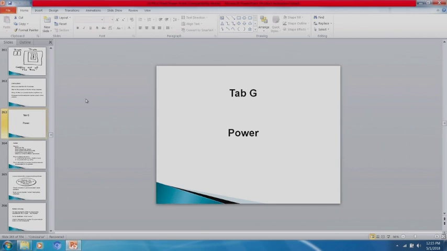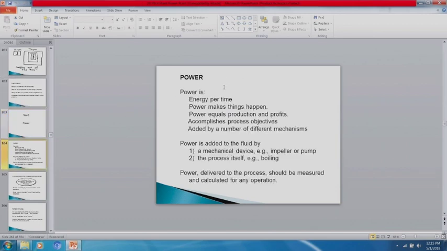But anyway, we continued and ended up at this area right here, power input. Now, we got to realize a couple of things. Power is energy per time, basically. Power makes things happen. Power equals production and profits. It accomplishes the process objectives and can be added in a number of different mechanisms.